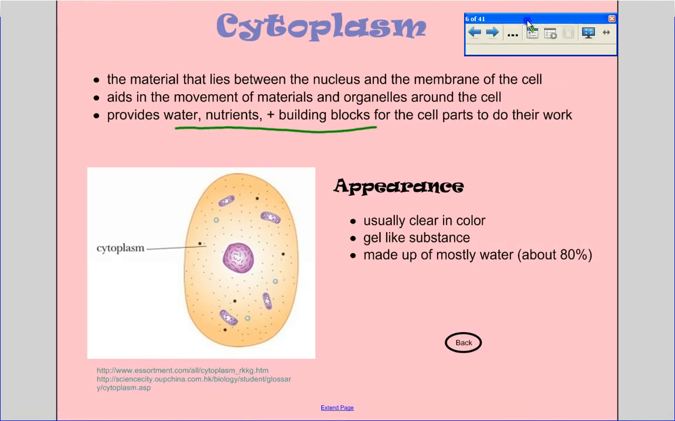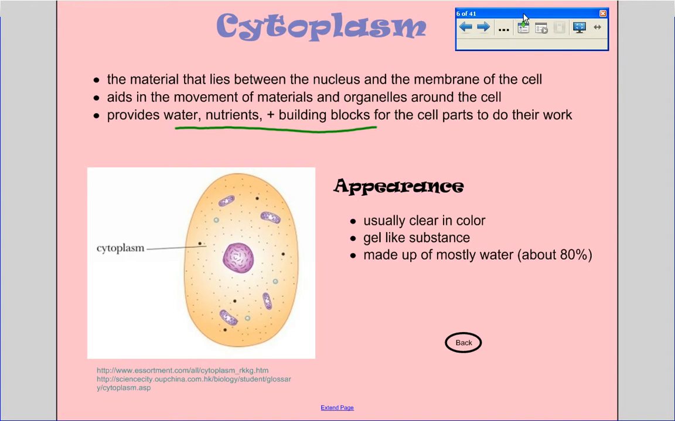So, cytoplasm is basically the jelly-like material that lies inside of the cell membrane, but outside of the nucleus. So it's between the cell membrane and the nucleus. It's this stuff all in here. It has a few jobs. It aids in the movement of materials and organelles around the cell. It provides water, because it's mostly water, nutrients and building blocks, things that are floating around in them, for the cell parts to do their work.